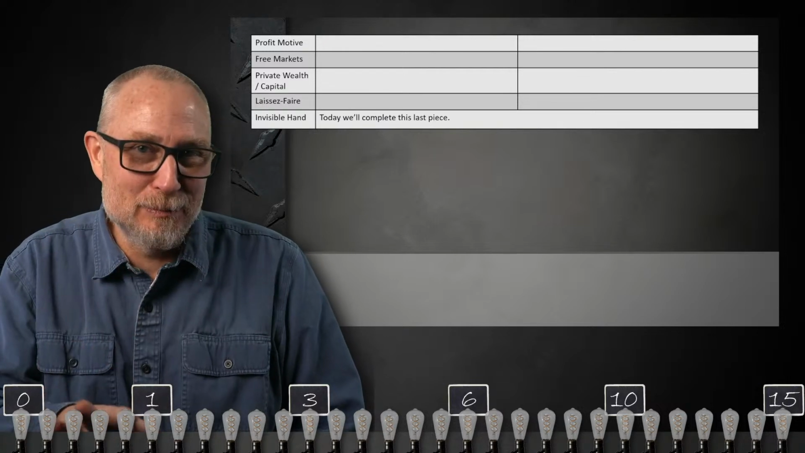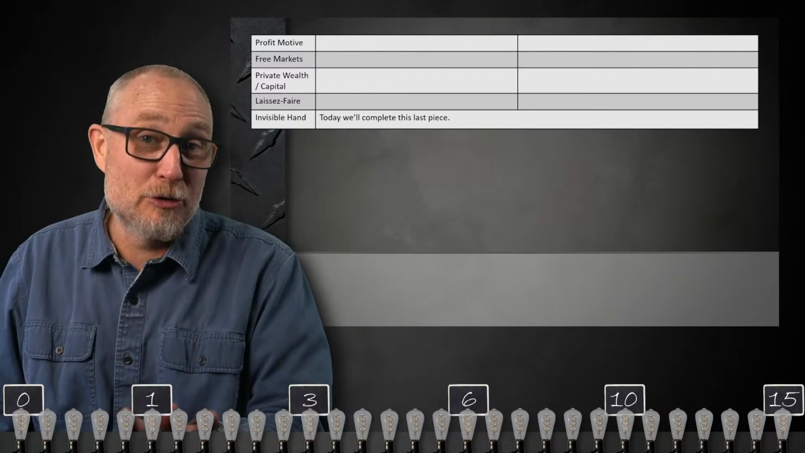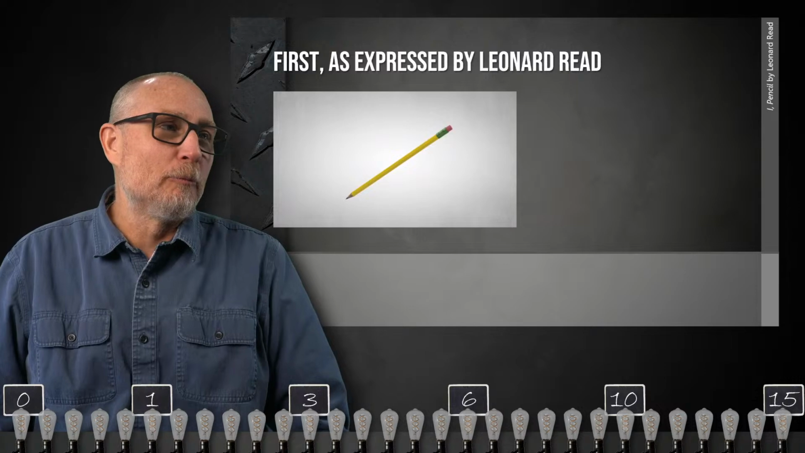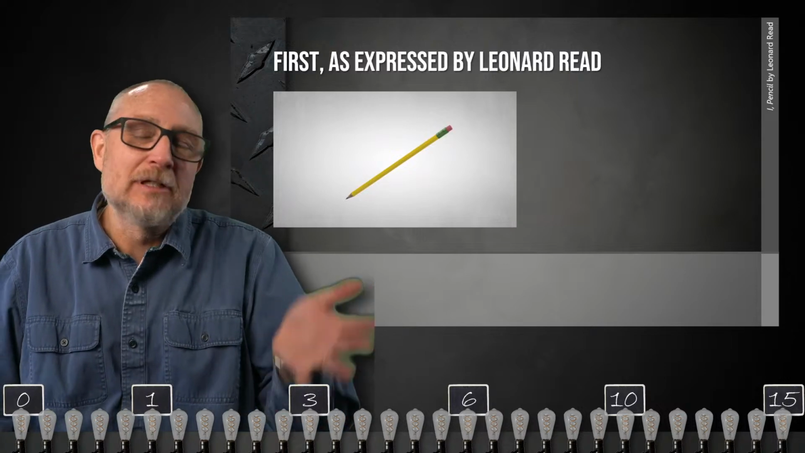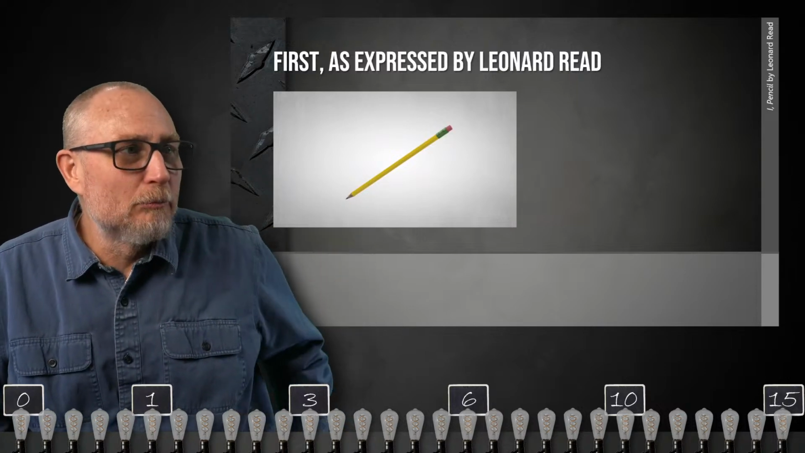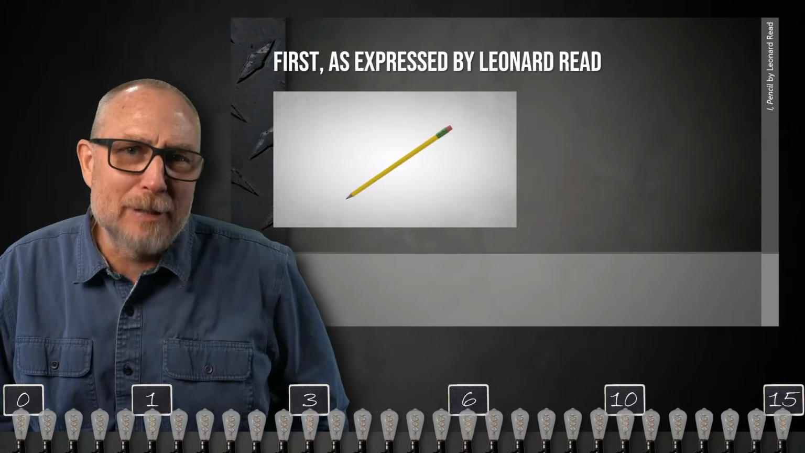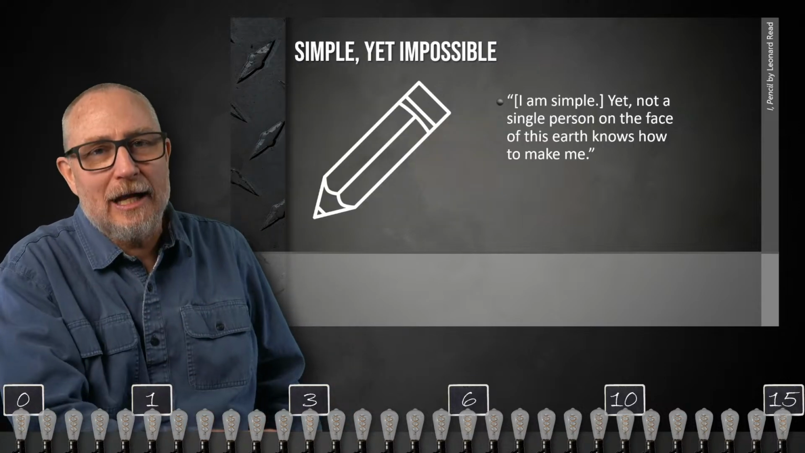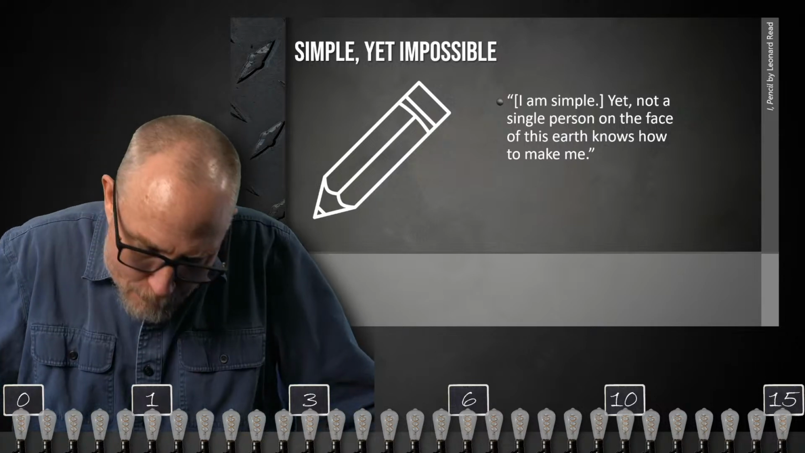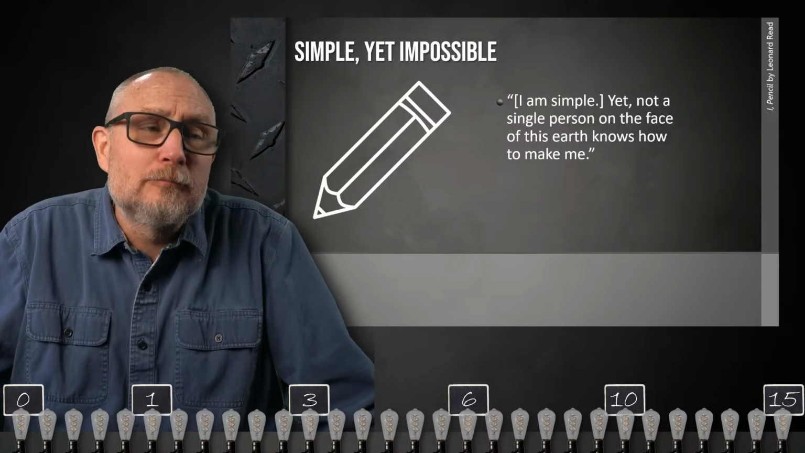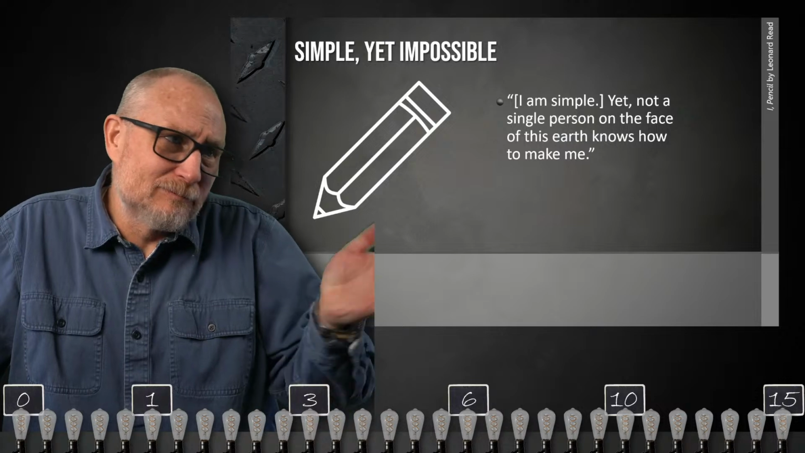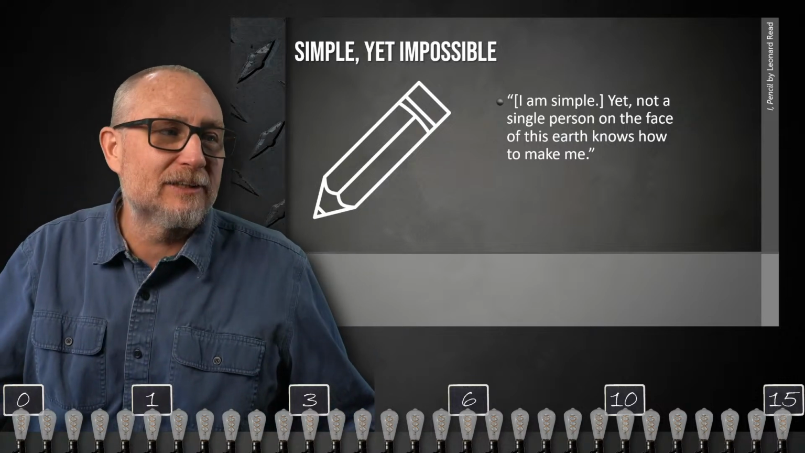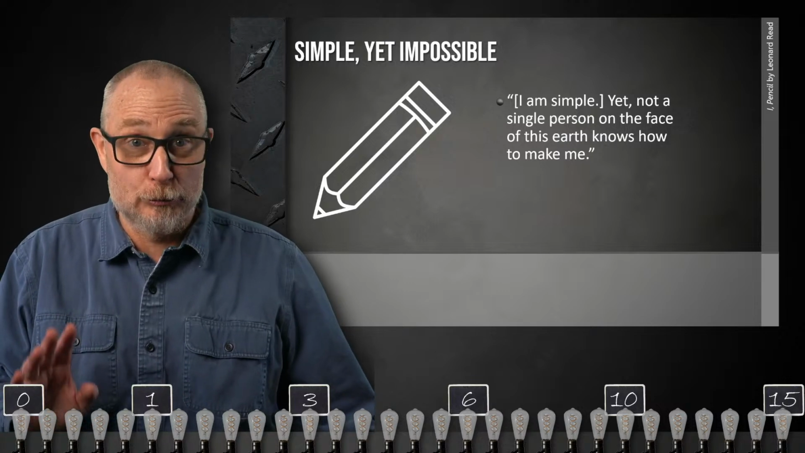So let me explain the invisible hand, and then I'll show you the magic tricks that it does. Okay? So, first one. Well, if you read Leonard Read's I, Pencil, we're going to actually go through I, Pencil. So let's go ahead and go through this. All right. Here's the idea. He says, I am simple, yet not a single person on the face of this earth knows how to make me.